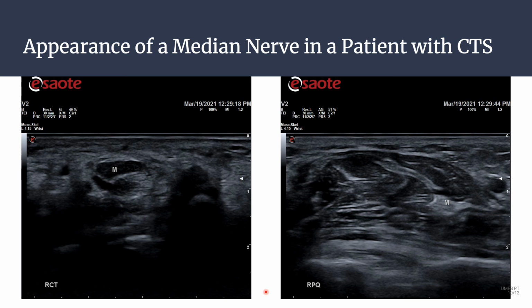At the site of maximum compression, the nerve can get flattened, and above this area it can get swollen due to the increased endoneurial fluid and localized edema. I just want you to really look at the big cross-sectional area and the difference between the two in both of these images.